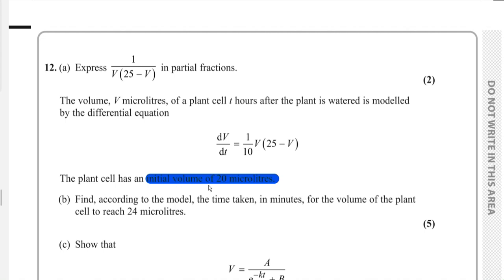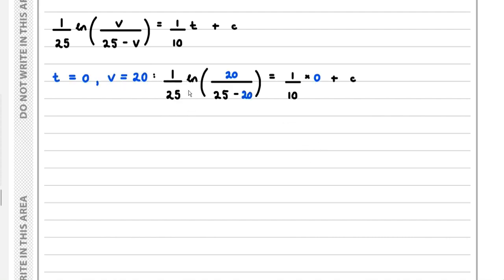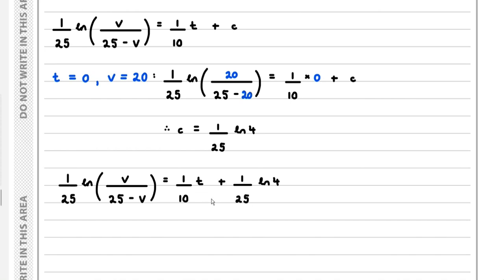We know from the question the initial volume of the plant cell is 20 microliters. So when t equals 0, V equals 20, meaning we have 1 over 25 times the natural log of 20 over (25 minus 20) equals 1/10 times 0 plus c. From this we can conclude that c is equal to 1 over 25 times the natural log of 4. Replacing c, we've got 1 over 25 times the natural log of V over (25 minus V) equals 1/10 t plus 1 over 25 times the natural log of 4.